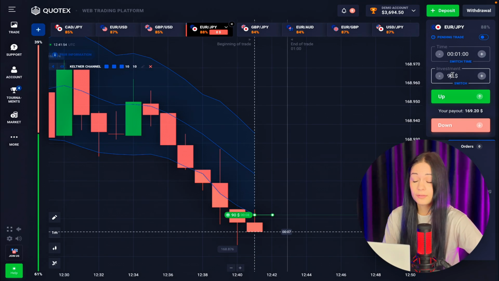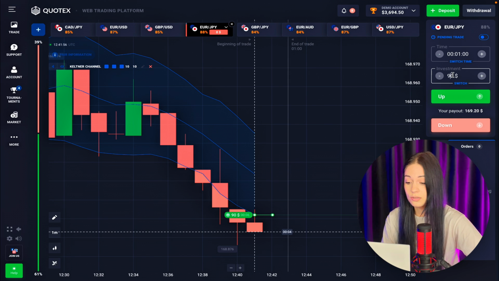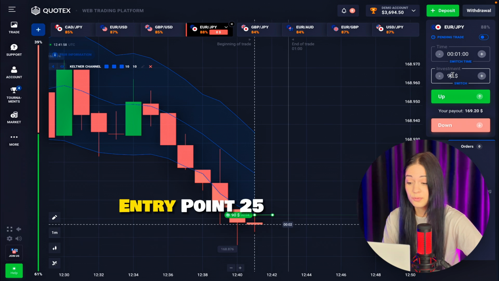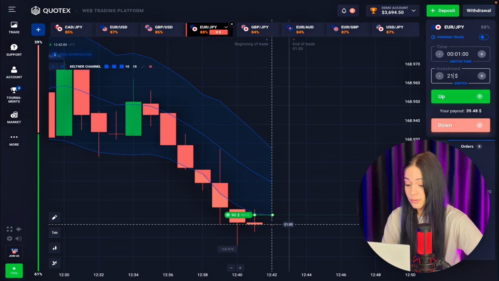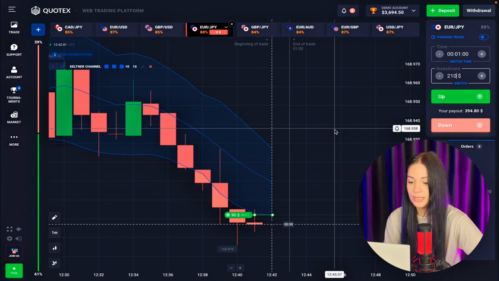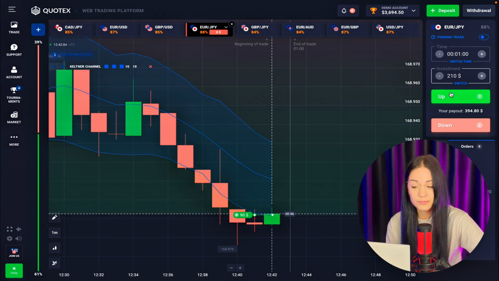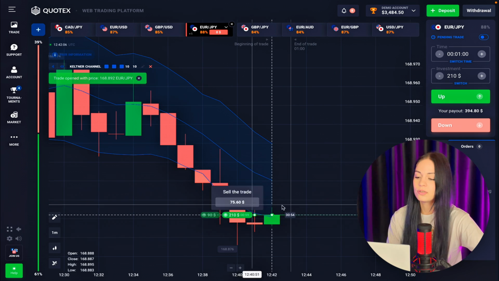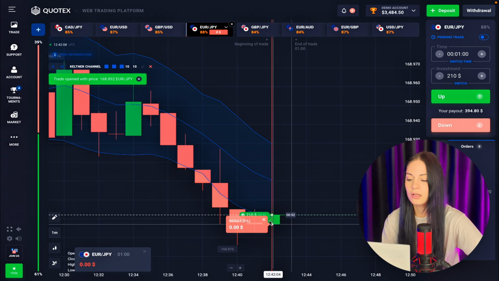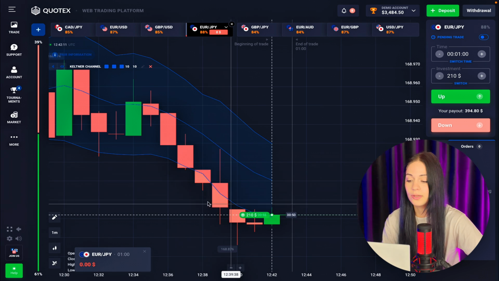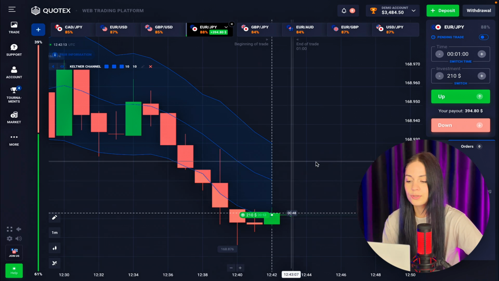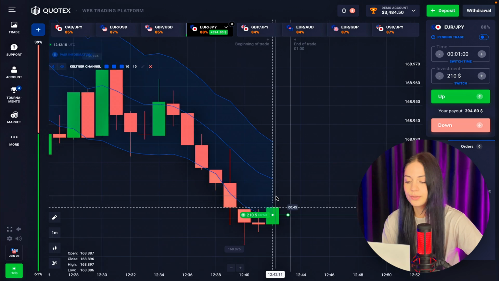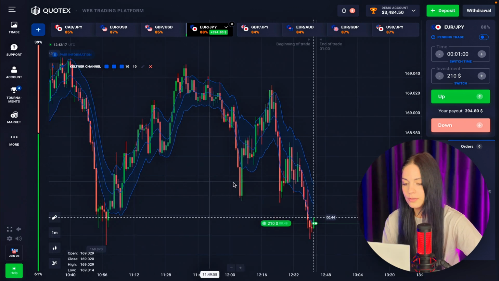Okay guys, we have a really interesting situation. This is the entry point number 25, and I think we have to open the deal for 210. Situation is not really nice. We're entering a deal for $210. We got into a downtrend, and all of the deals were unfortunately not successful. We're trying to find the point of reversal.